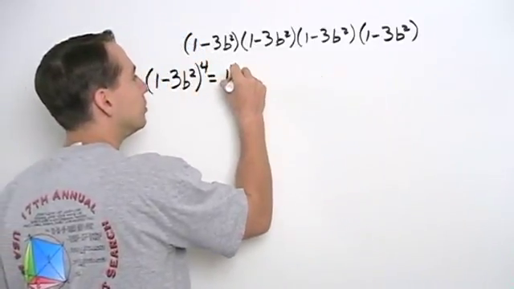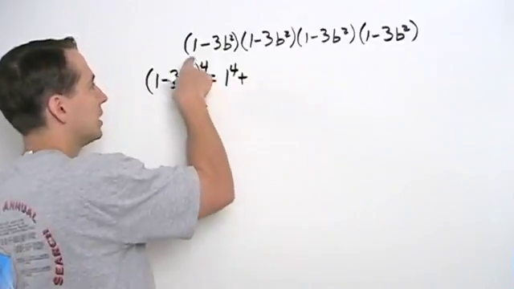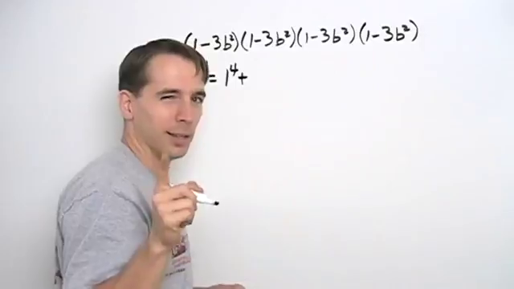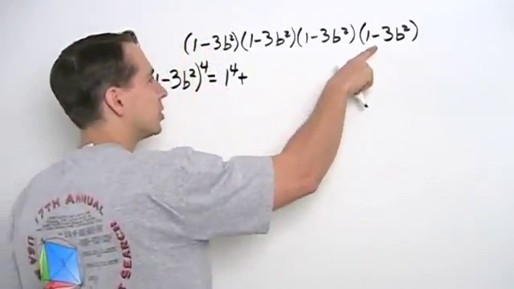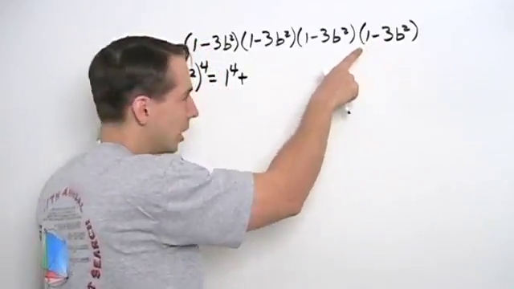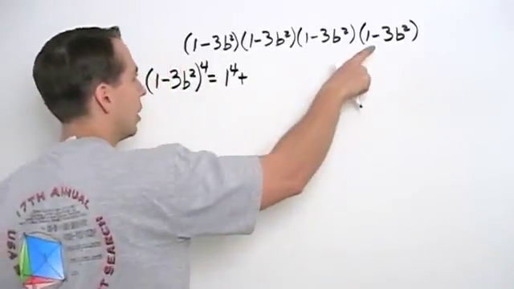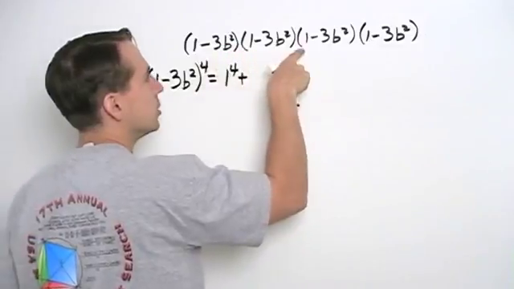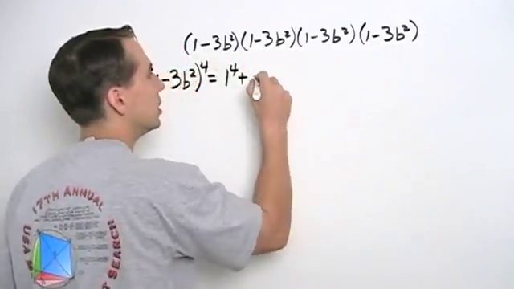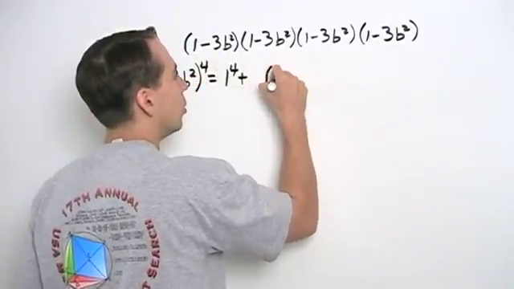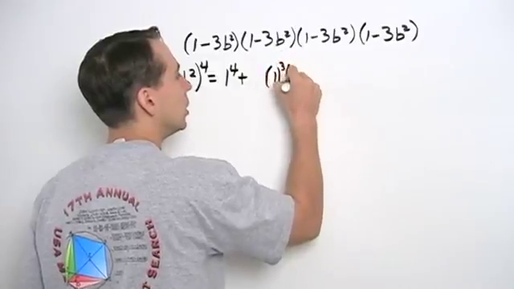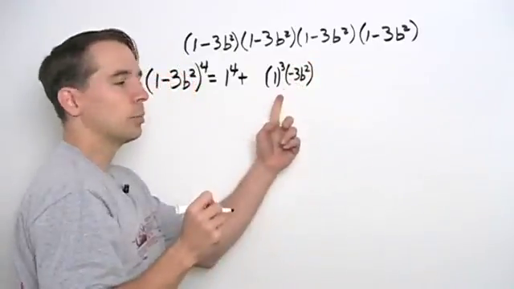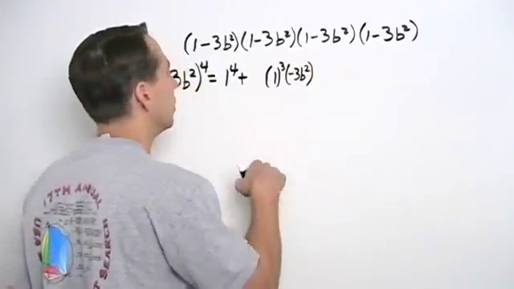For my next term, I can take 3 ones and a minus 3b squared. And I'm wondering if maybe the first time you multiplied this out, you forgot about these minuses. You have to remember the signs. If we take 3 ones and a minus 3b squared, we'll have 1 cubed and then the minus 3b squared. Got to remember the minus, or you're going to get the sign wrong in the end.